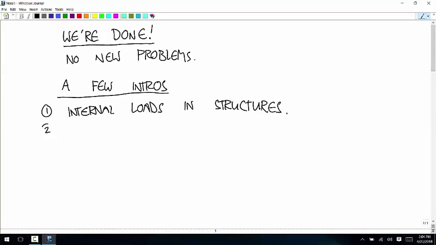The second thing I want to talk about is pressure vessels.